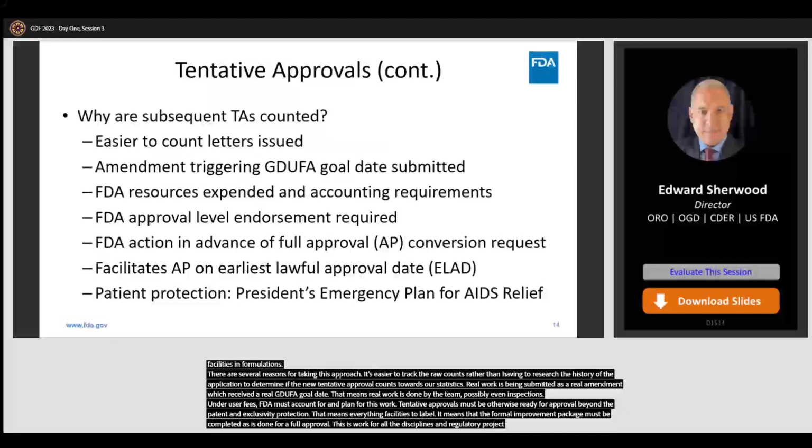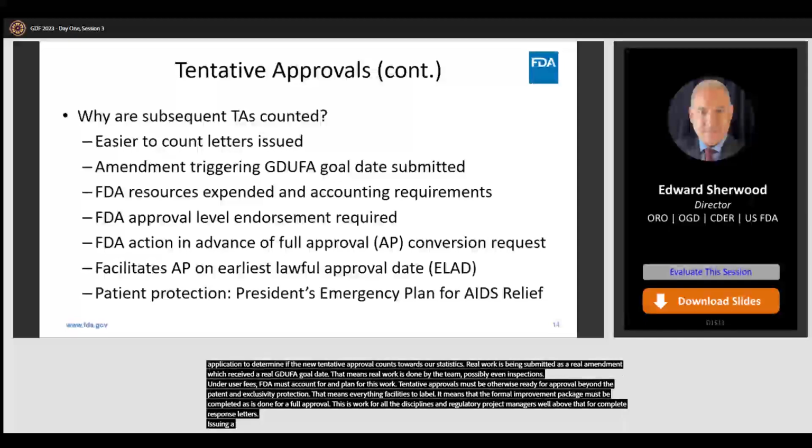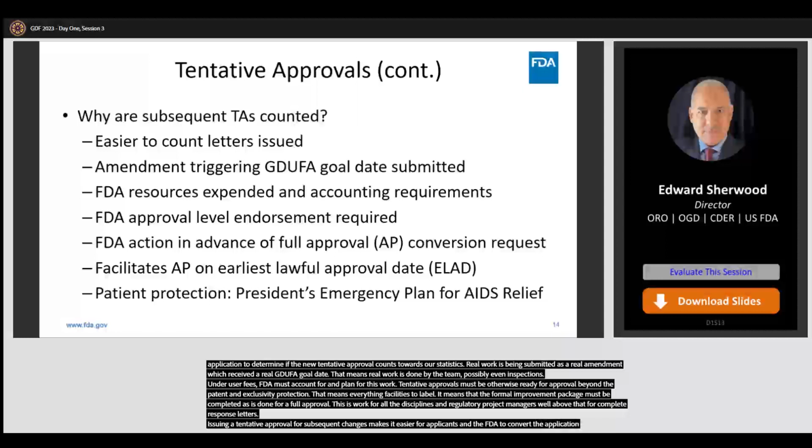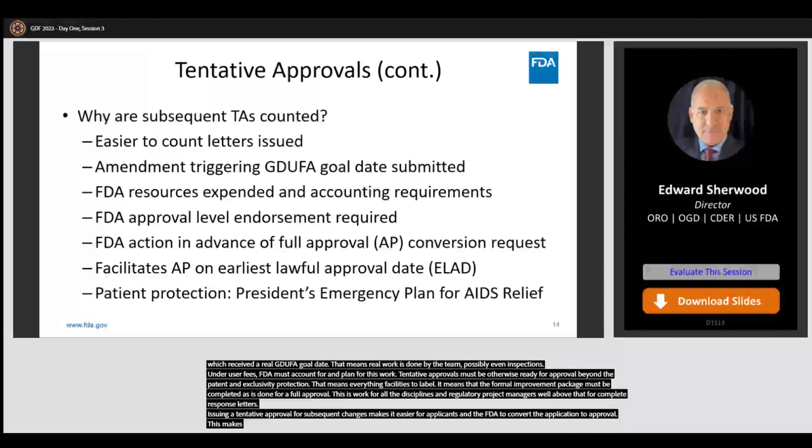Issuing a tentative approval for subsequent changes makes it easier for applicants and the FDA to convert the application to approval. This makes it easier to issue full approvals on the earliest lawful approval date. And for work on amendments to tentative approvals under the PEPFAR program, real patients are depending on us.